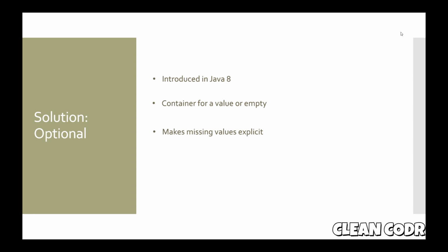Well, Java has a solution for everything, friends. It's called Optional this time. This was introduced in Java 8. It's kind of a container for values or empty for that matter. It makes missing values explicit.